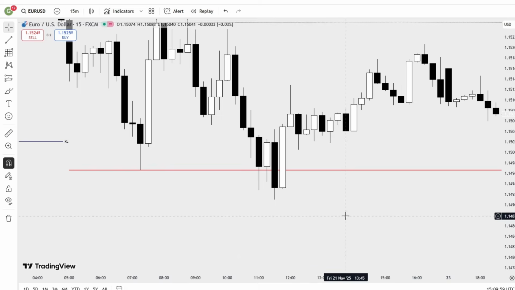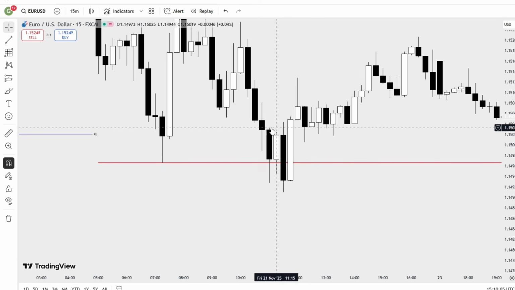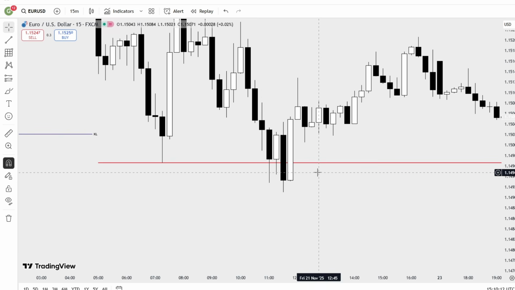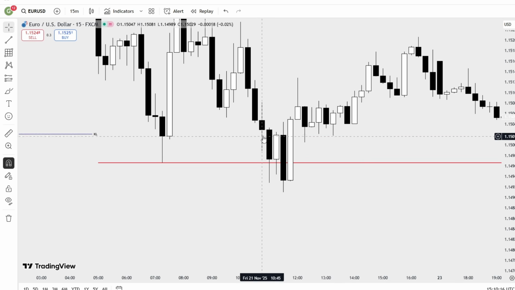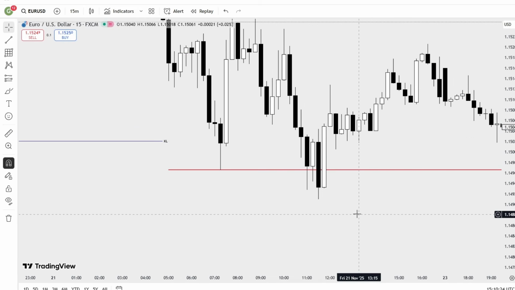Because the manipulation will happen, but you don't want to take the first manipulation, because probably the first manipulation is going to be a fake manipulation. There will be another manipulation after the first one, okay? So you want to wait for the first manipulation, then take the second. This is the right one, okay?